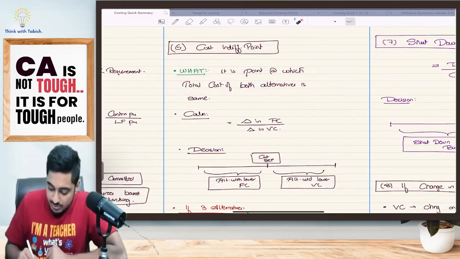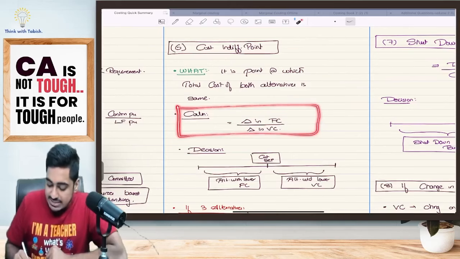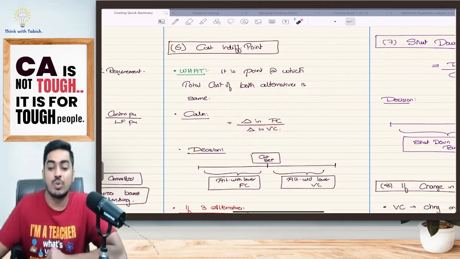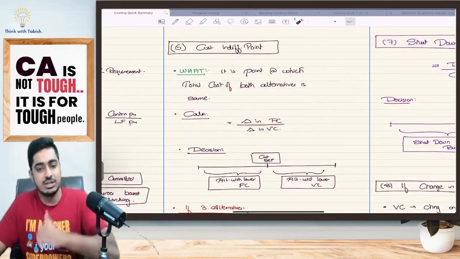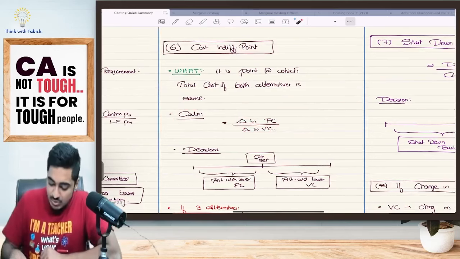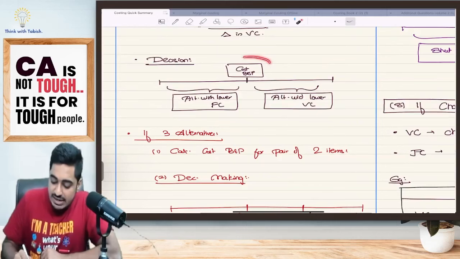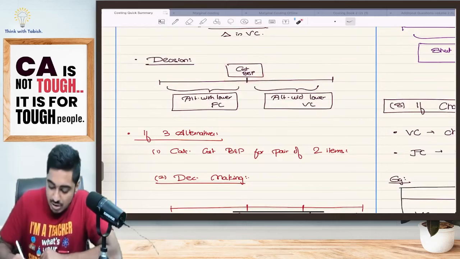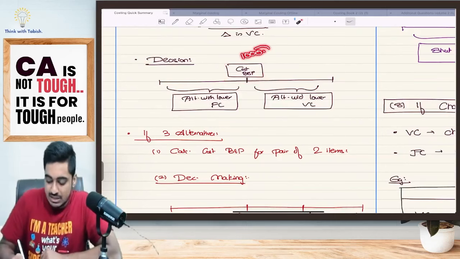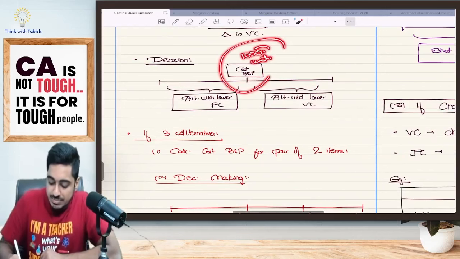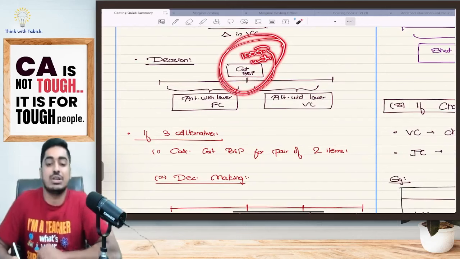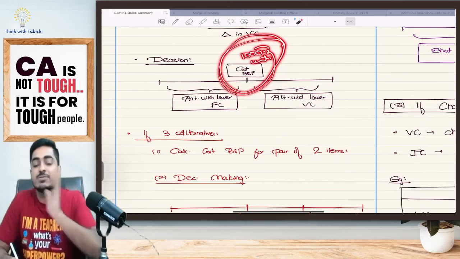So what is the formula for me to calculate cost indifference point? It is the difference in fixed cost divided by the difference in variable cost. Now how do I take a decision? In detail in the conceptual videos we've explained. Here I'm just quickly revising. Decision: I will calculate my cost indifference point. Imagine my cost indifference point is 1000 units. What does it mean? It means that at 1000 units I am indifferent. Any option is fine for me.